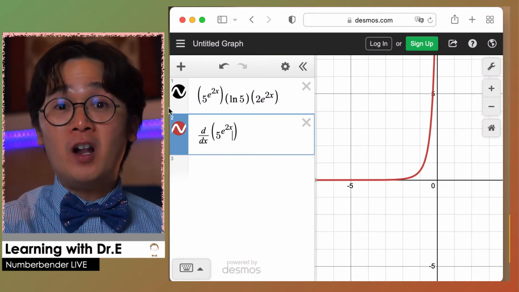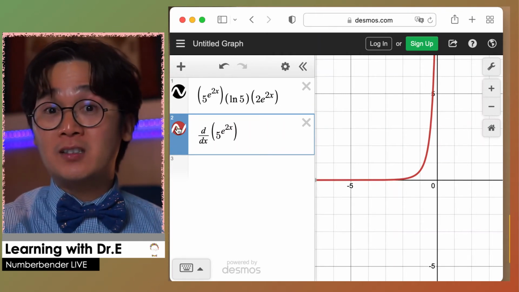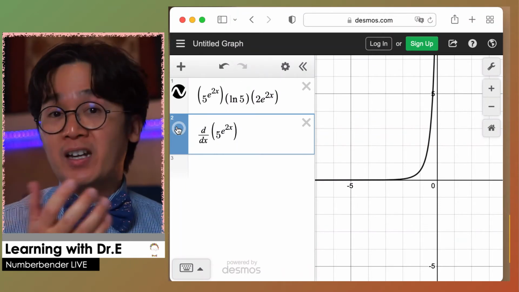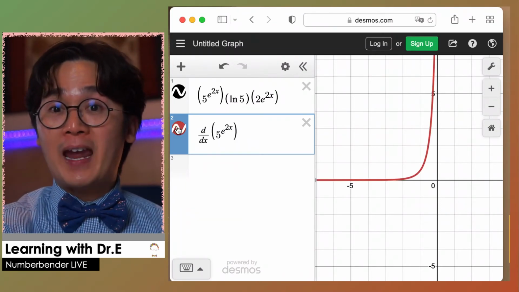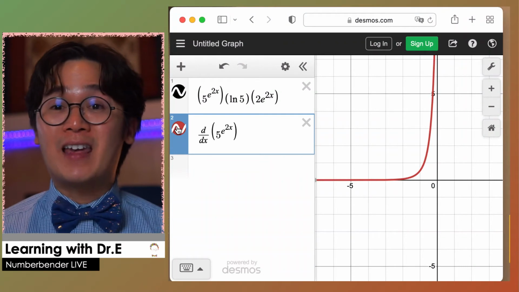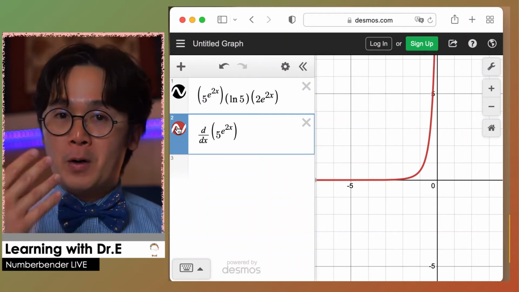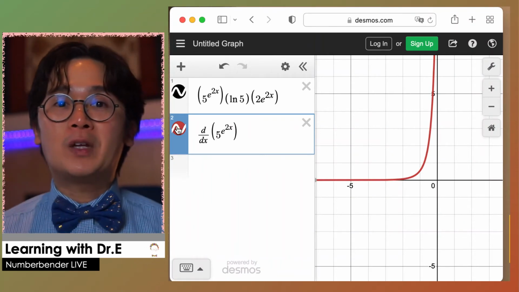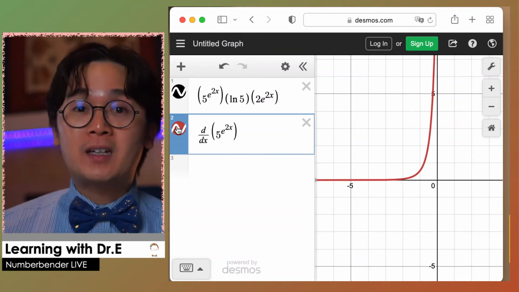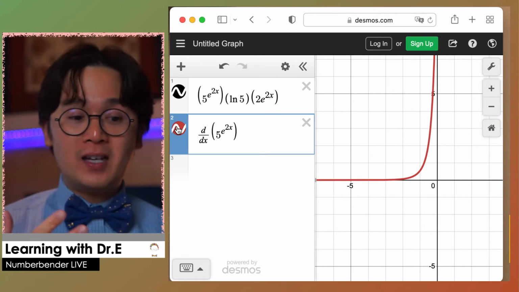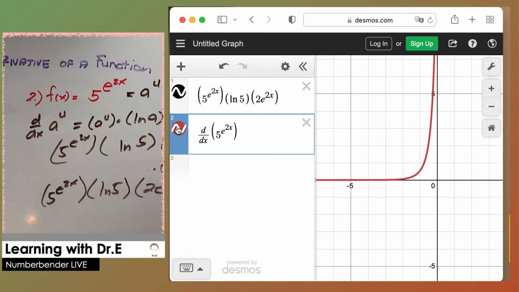And that change of color is basically verifying that your answer is correct, because this is your answer when you find the derivative of a to the u manually, and the red graph is the answer using Desmos. You can see that they are the same graph, because your answer based on the formula is correct compared to the function with Desmos, without working out the formula and just using d/dx as our command.